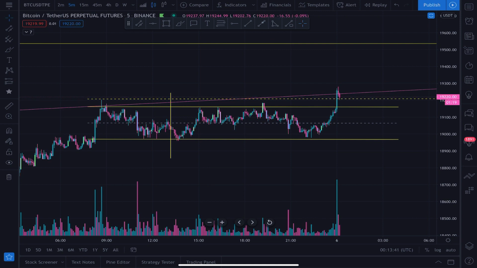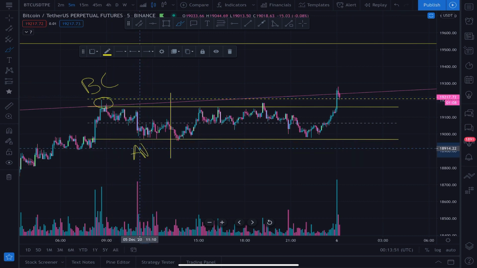Discord link down below. So here we have our local buyer's climax, okay, right here. This is setting the range. The buyer's climax and the automatic reaction set the trading range. So we have the width of our trading range here. That is phase A right here.